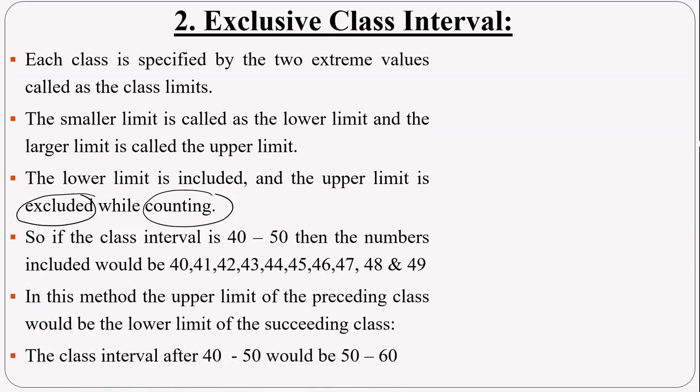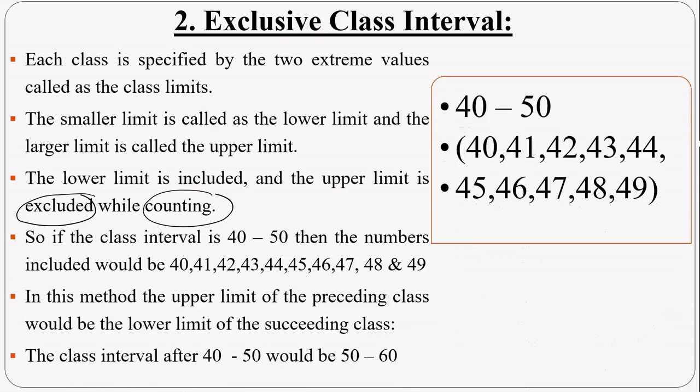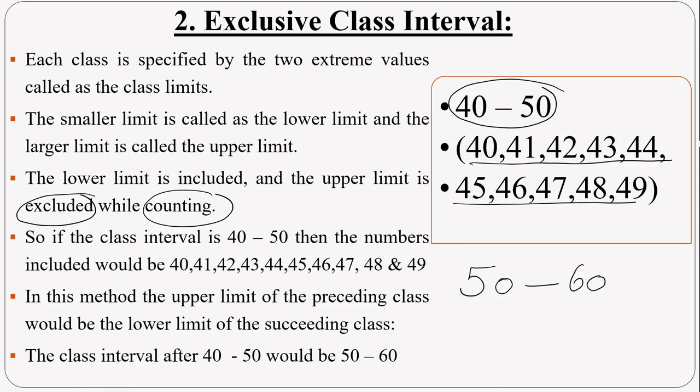In this method, the upper limit of the preceding class would be the lower limit of the succeeding class. Now, can you see this example? In this 40 to 50, you have taken starting from 40 to 49 only. Now, the next class, for example, 50 to 60. So the 50 which is remaining here will go to the lower limit of the succeeding class. This is the rule we need to understand while solving under the exclusive class interval method.